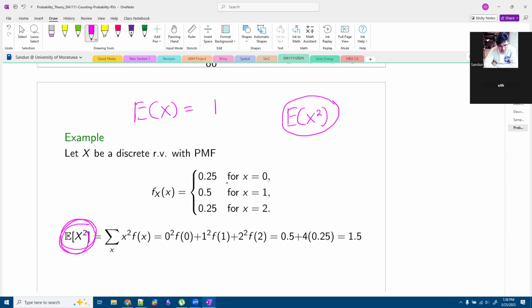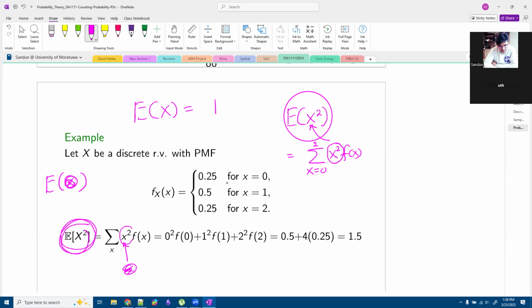The expectation of x square, from the definition, is simply the summation over x equals 0 to 2 of x square f(x). The x square comes from whatever you put inside the expectation symbol, inside the E brackets. That becomes the multiplying factor inside the sigma. I hope that's clear. Here, because it's E of x square, it becomes x square f(x).